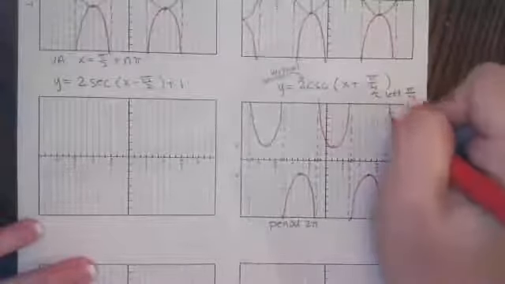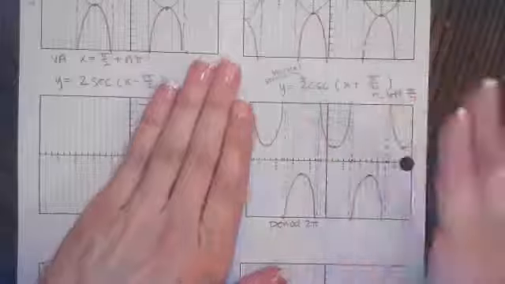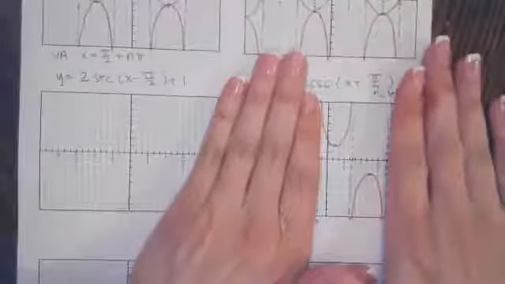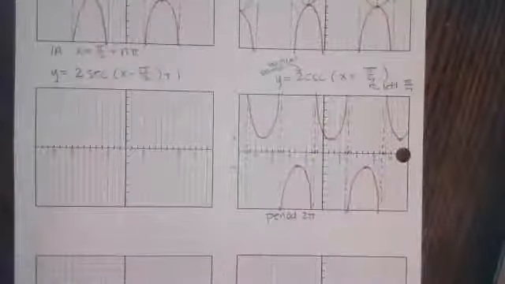So the period on these are still 2 pi. So within a 2 pi period, you still have the entire thing. So all of this is 2 pi. And all of that is 2 pi. So you still have one cycle within 2 pi, but it's all shifted to the left pi over 4. And that 2 did that vertical stretch in the middle here. So there's a gap of 2. We'll go ahead and do one more.